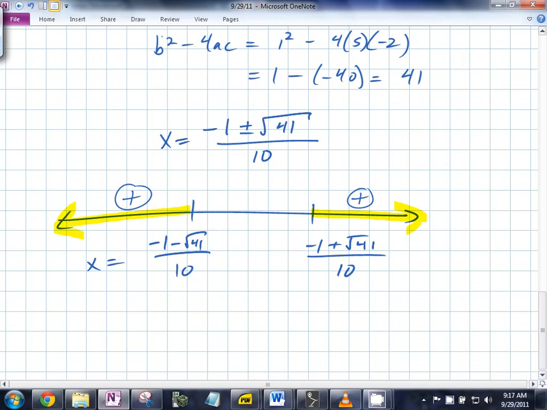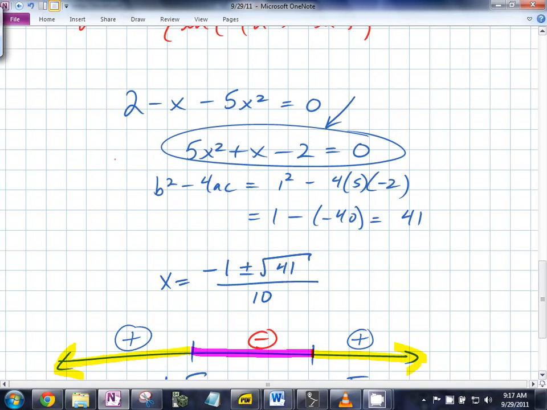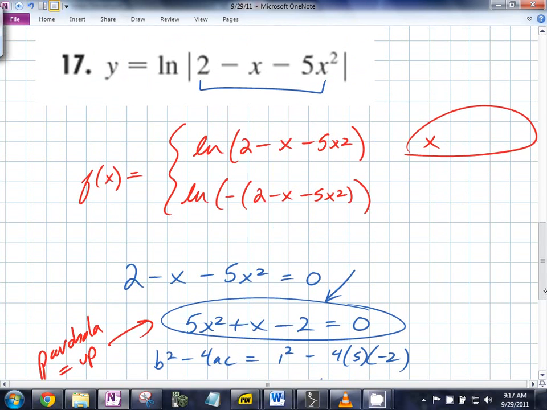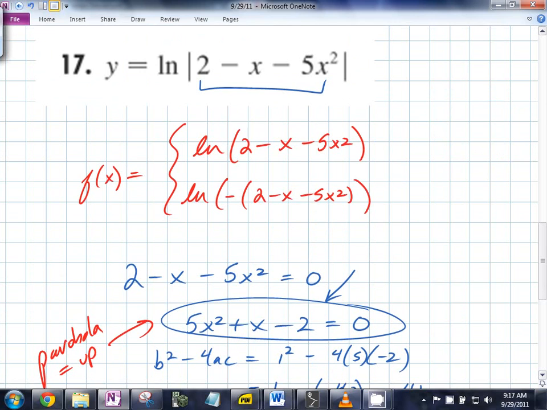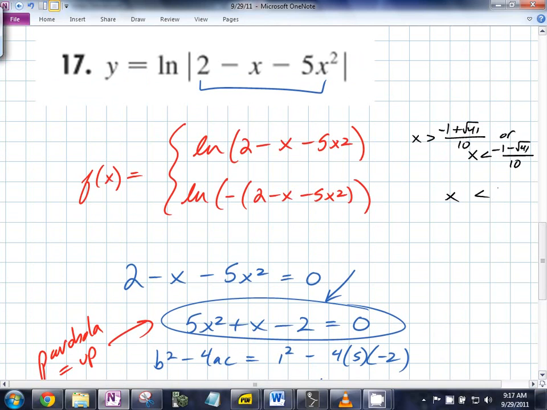Because it's facing up, because the parabola is facing up. Because the leading coefficient is positive, right? Okay, so it's facing up. So what were our restrictions here? So we know that we don't have to change the sign when what? When x is greater than negative 1 plus root 41 over 10, or when x is less than negative 1 minus root 41 all over 10. And this one is when x is less than negative 1 plus root 41 over 10, or greater than negative 1 minus root 41 over 10.